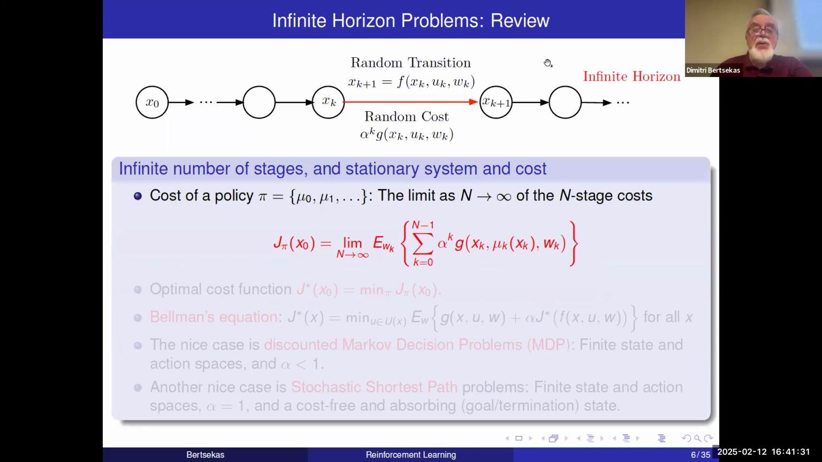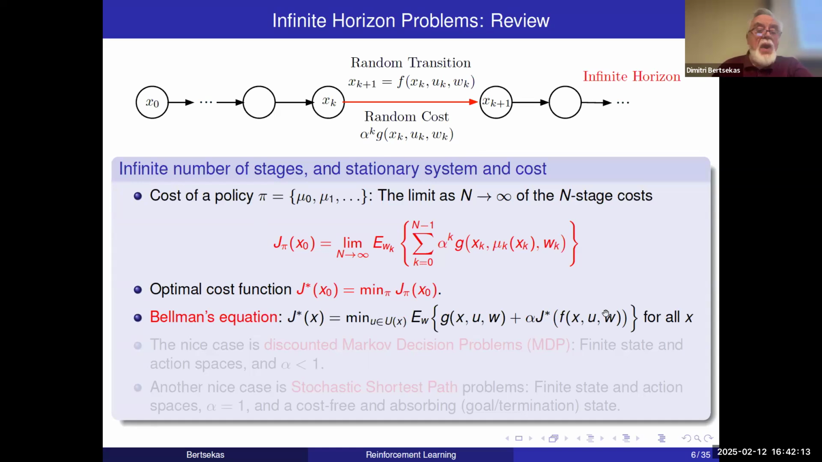Let's also discuss infinite horizon problems, review them quickly. Here we have the same structure as for finite horizon problems, except we have an infinite number of stages and a stationary system and cost. In other words, this f and g do not depend on k. And there's also a discount factor alpha to the k, which may be 1 or less than 1. The cost of a policy pi is the limit as n goes to infinity, as the horizon goes to infinity, of the finite horizon costs. And the optimal cost function is obtained by minimizing over all policies.